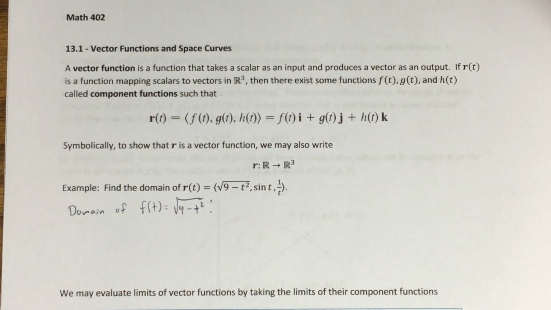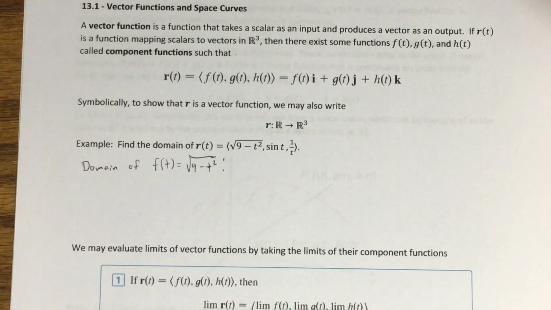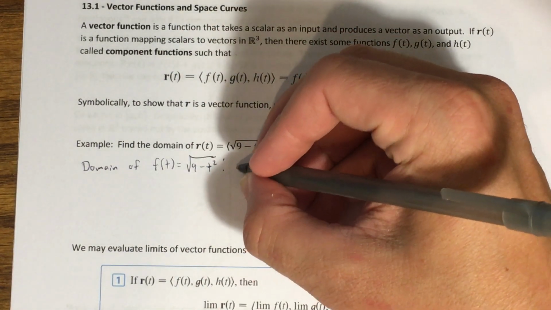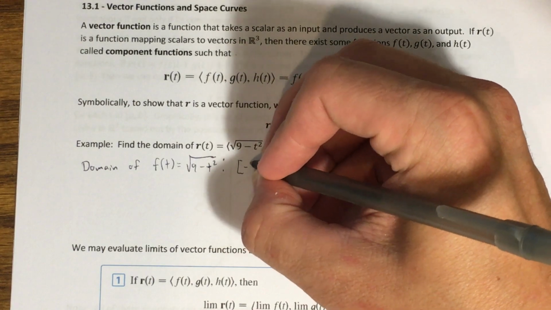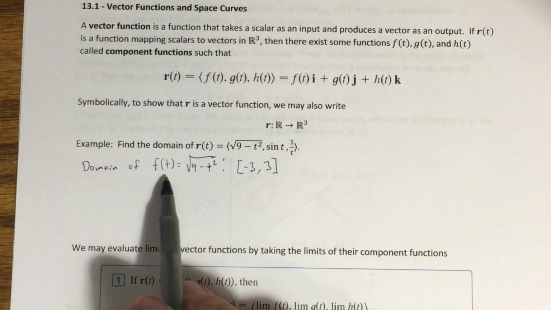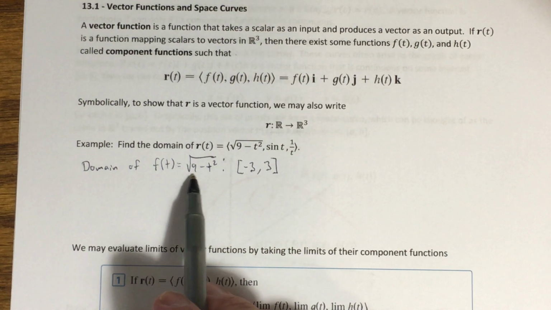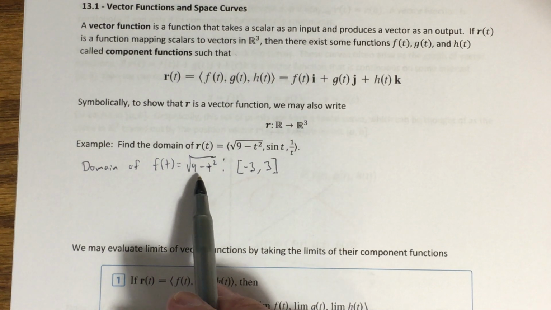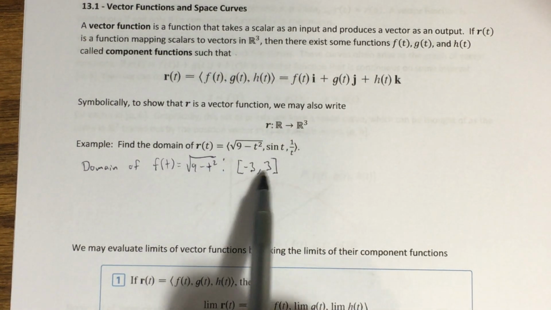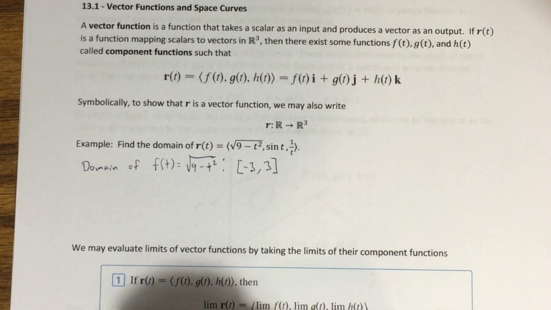I'm going to find that on its own. I'm not going to go through the process of doing this. This is more of an algebra thing, but it's fairly easy to see that this would be the closed interval from -3 to +3. If I were to graph this in the plane, it would look like a semicircle of radius 3 centered at the origin, the upper semicircle. This is where the domain would have to be in that case.